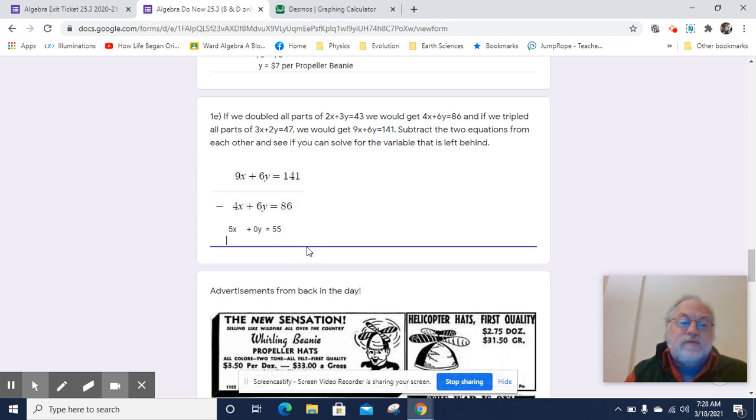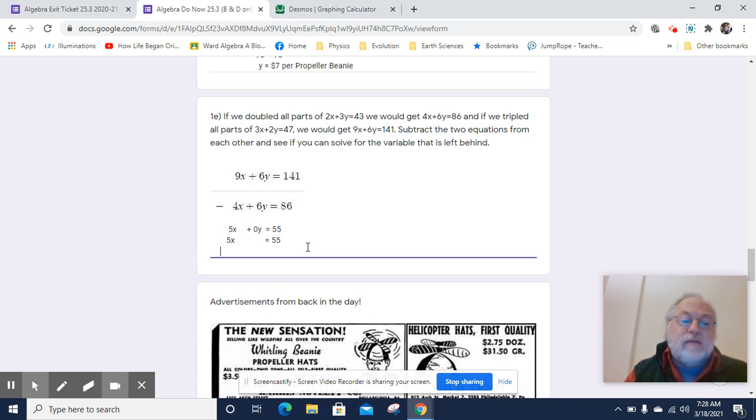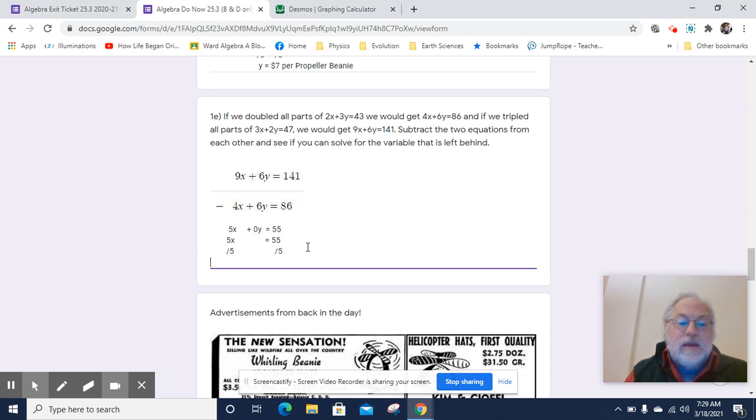So I've got 5x. I don't care about 0y. That equals 55. I will divide both sides by 5. And now I just have x equals 11, because 55 divided by 5 is 11. $11 per pointy hat. And now I know the price of pointy hats and propeller beanies through the system of equations tool called elimination.